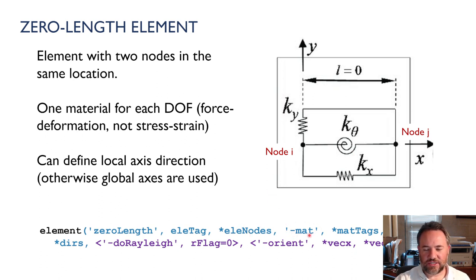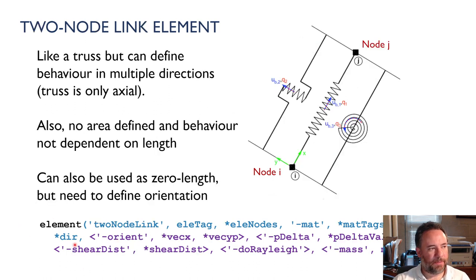Then I use this to indicate that I'm going to provide materials next, so I do quote dash mat quote. Then I give it the tags for the materials in each direction. So if my X material is one material tag that I defined previously, another material tag that I defined previously for Y, and a third material that I defined previously for the K theta, the rotation. And then dash dir is for directions. I indicate which directions I'm providing those materials for. So if my materials for direction 1, 2, and 3 were in that order, I would put 1, 2, and 3 here. And that's how it's defined.